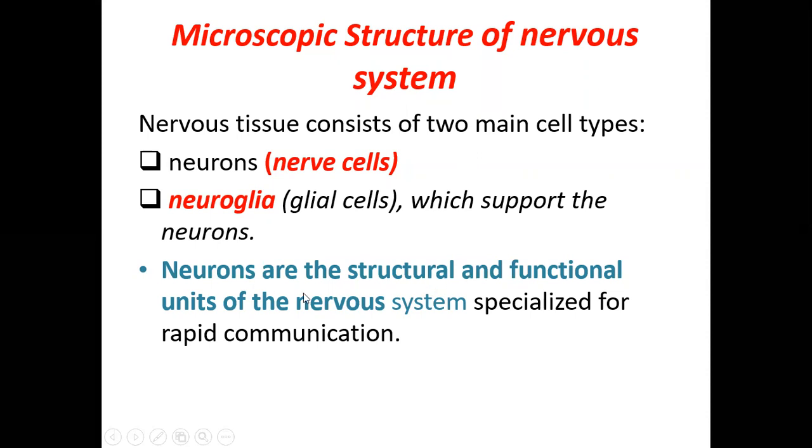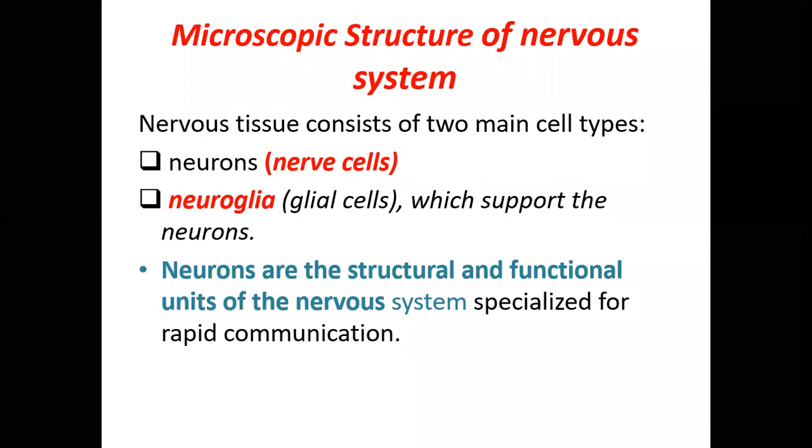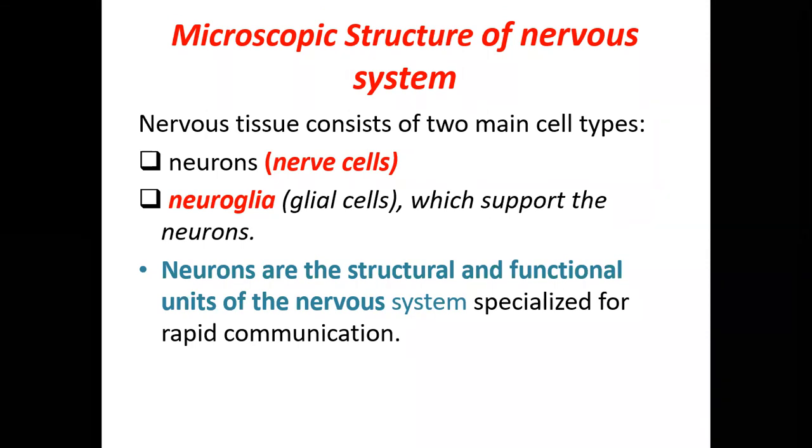Neurons are the structural and functional unit of the nervous system. These neurons, which are said to be nerve cells, are the most important cells, specialized for very rapid communication. As soon as you touch a hard plate or something hard, the signal suddenly goes to the brain, and impulses will be created from the brain to remove the hand.